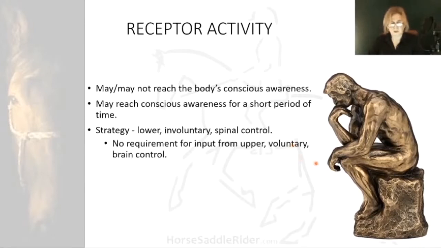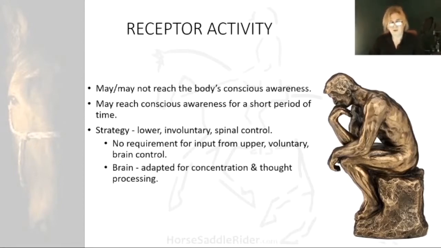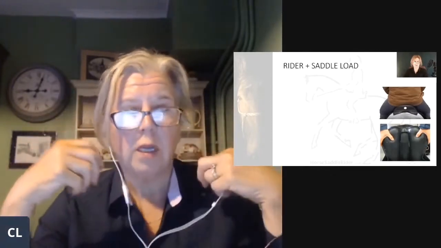There's no requirement for input from upper voluntary brain control, because the brain is adapted for concentration and thought processing. It doesn't need this relentless stimulation from lower level input. You should be getting the feeling, or building a picture, that movement is very much about coordination and it's sensory, and it's possible to master your posture for riding. That's what I wanted you to get.